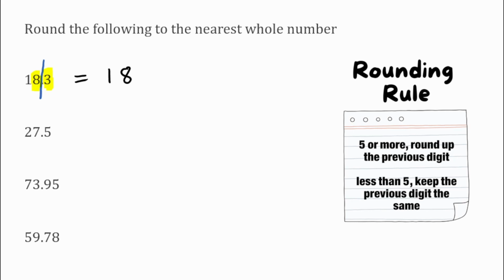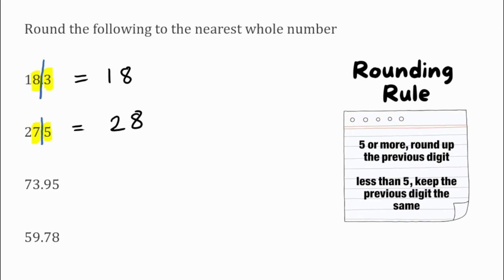Okay, for this next example, we've got 27.5. So again, we're going to put our line through the decimal point because we're rounding to the nearest whole number. We then look at this first digit on the right-hand side of the line, which is a 5. Because it's a 5, we're going to round up the previous digit. So we're going to round this 7 up to an 8. So now my whole number part would be 28.